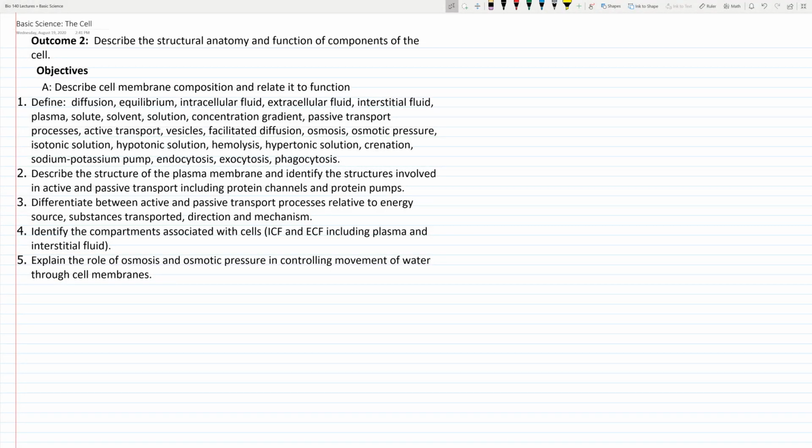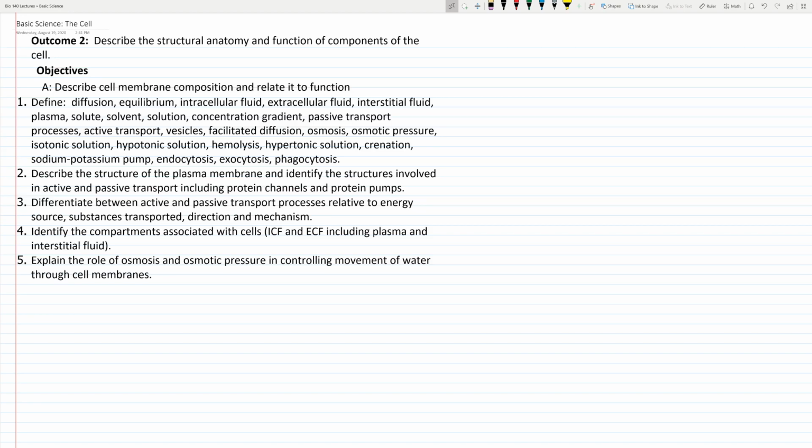Hey, so we're moving on, and what we're going to do is talk about the next set of objectives, and that's going to be the cell, basically the structural anatomy and function of components of the cell. And if you look at this list, it's like somebody just decided to take a bunch of words and throw them all together, without any relationship to where they belong. I didn't design this. I just report the news.